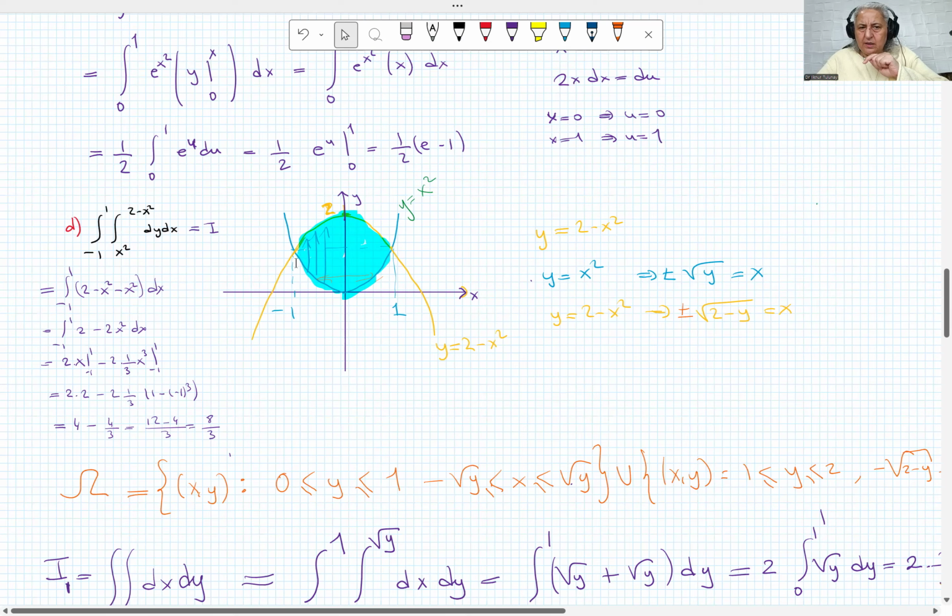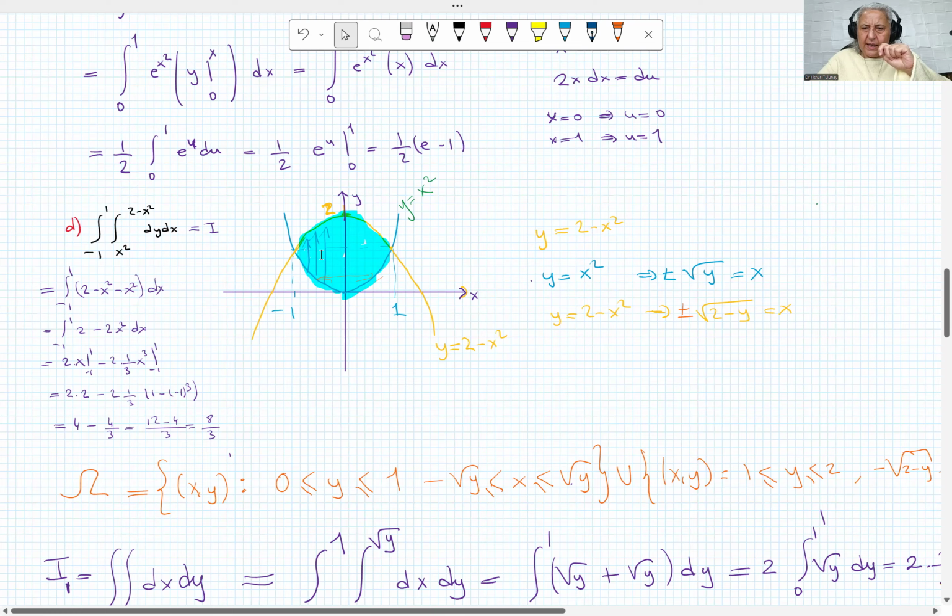From 0 to 1, x will be minus plus square root of y. So this will correspond to the minus sign, and this one will correspond to the plus sign. So this is the lower bound, and this is the upper bound. You're looking at it from this direction, so you hit first this one, and then that one. This is why you have minus root y and root y.